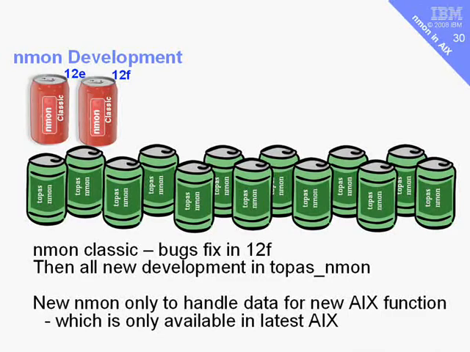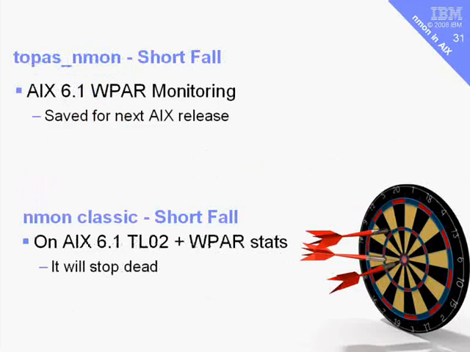In the future then, as new versions of AIX come out with new features in AIX or the Power 6 range of computers, there'll be more data available with those versions, and we'll put the new features into the Topaz nmon version. A couple of little shortfall things here with the Topaz nmon. The current release in these levels doesn't support the WPAR monitoring. In fact, the nmon 12 classic version doesn't run with TL2 and produce the WPAR stats either. In fact, it will just stop dead in its tracks.